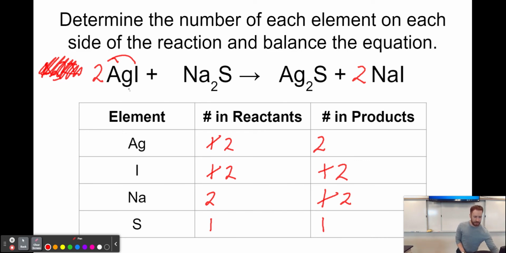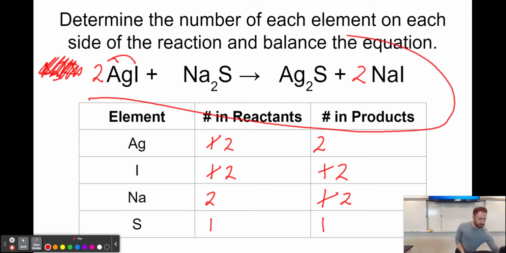So this up here is our balanced, I'm bad at this thing. That is our balanced chemical reaction.